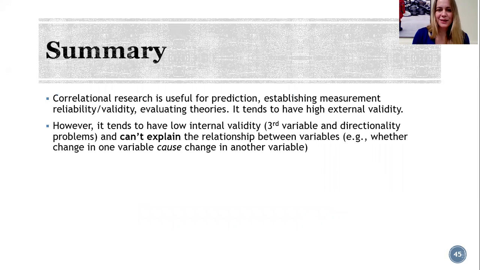So to summarize, correlational research is really useful. It can allow us to make predictions about the relationship between variables in the future using what we've found in the past. We can establish measurement reliability and validity, and importantly, we can evaluate theories that have been developed using other research designs. Correlations tend to have high external validity, but tend to have low internal validity because we can't rule out the third variable and directionality problem. So we can describe a relationship between 2 variables, but we can't say what the cause of that relationship is.